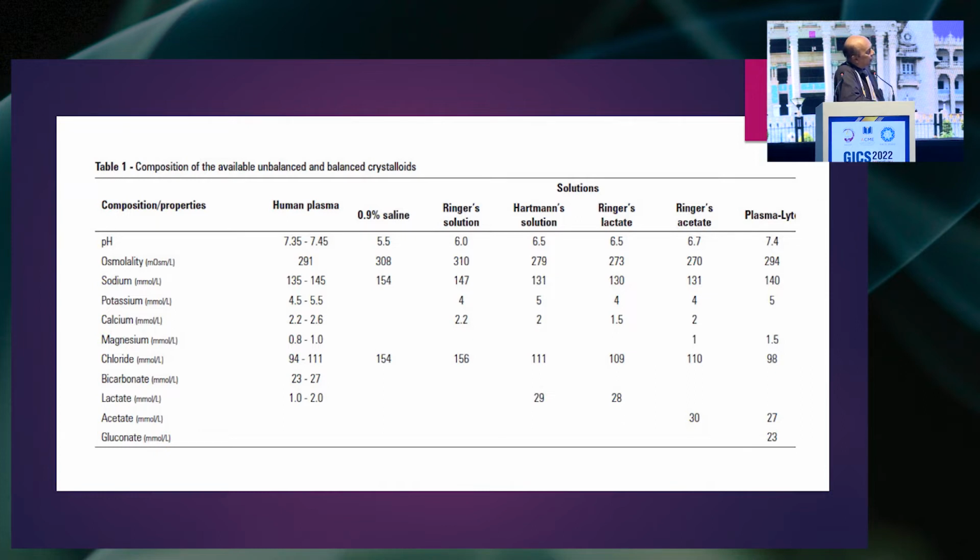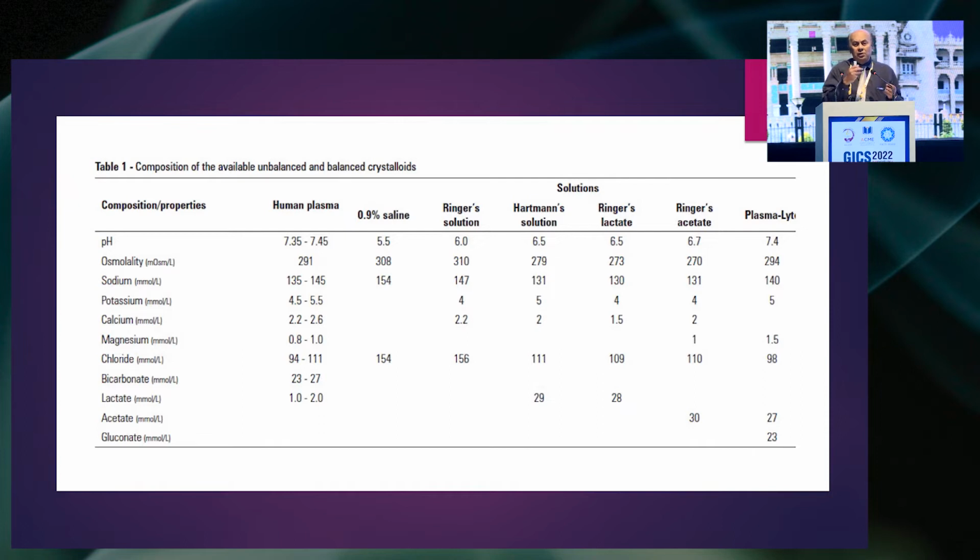Same with this one. Ringer's solution and Hartmann solution are also low pH. They have less sodium, nearing the body's normal level. This has high chloride, but these have lower chlorides. Still, they are high normal, and they are also acidic. Only this Plasmalite has a normal pH, normal osmolality, normal sodium, and even a normal chloride. So those are the choices.